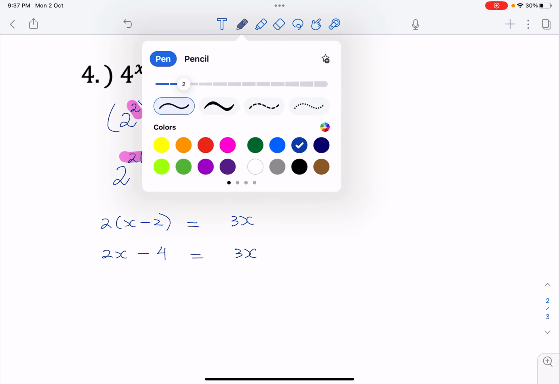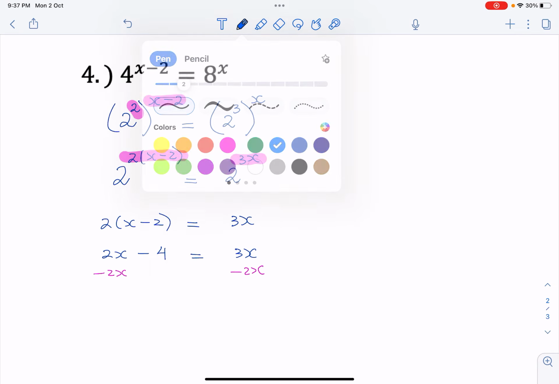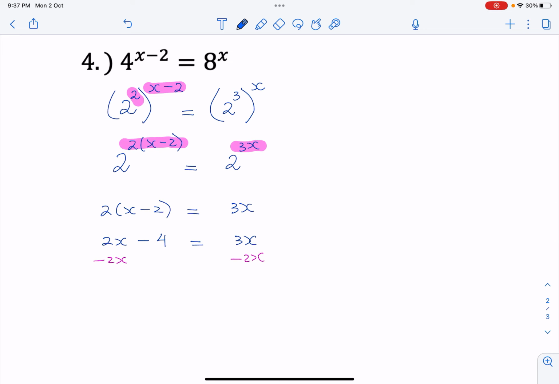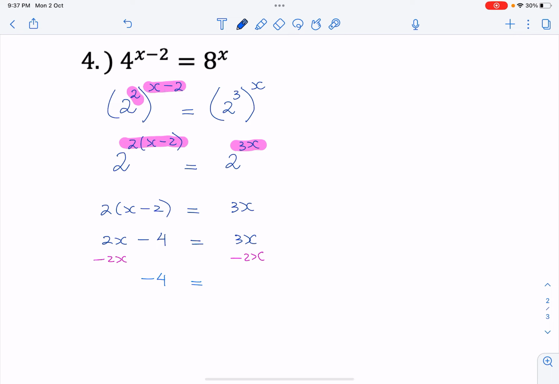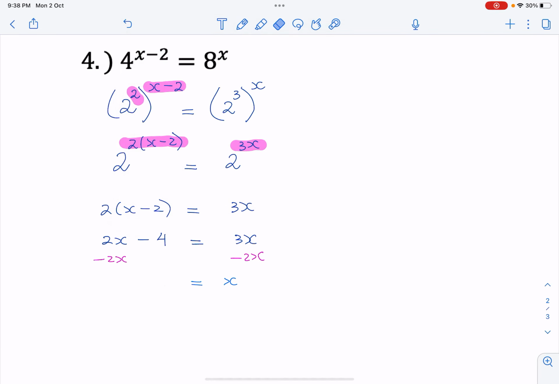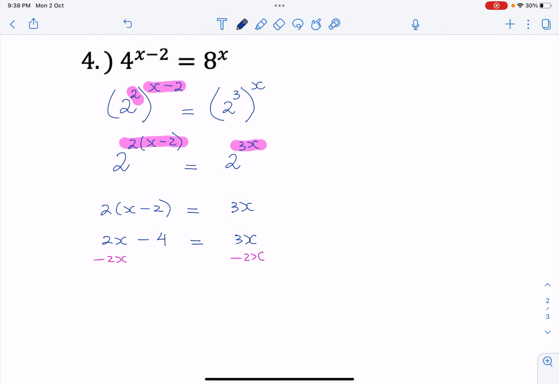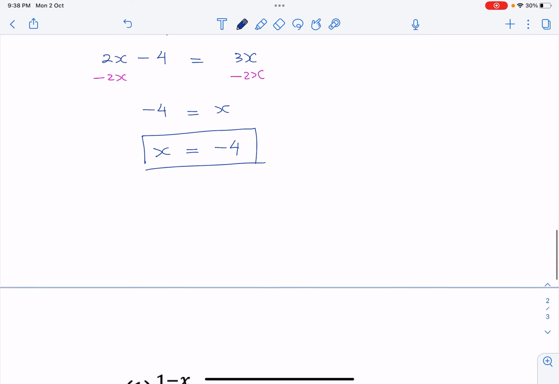And then subtracting 2x from both sides. Remember, if both sides have the unknown, we are going to remove one of them. So on the left-hand side I have negative 4, and on the right-hand side 3x minus 2x is x. So x equals negative 4. Okay, so let's write one more time: negative 4 equals x, or x equals negative 4. All right, we have one more example here.